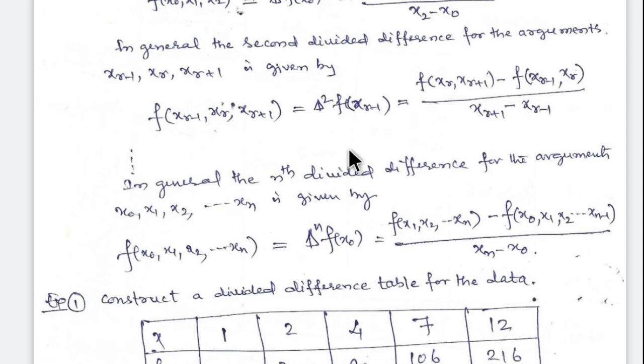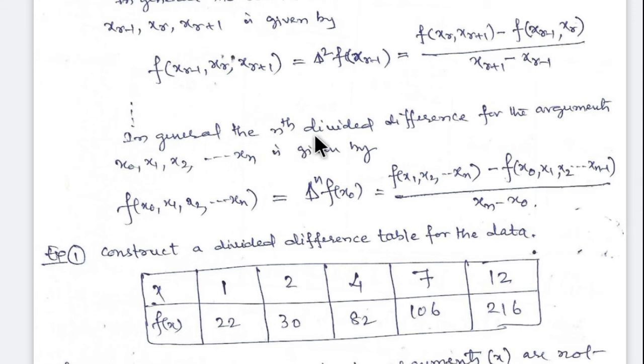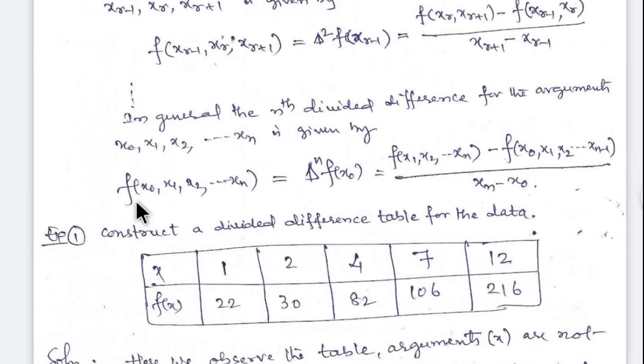Similarly, you write this as f of xr, xr plus 1 minus f of xr minus 1, xr, whole divided by xr plus 1 minus xr minus 1. In general, the nth divided difference for the arguments x0, x1, x2, etc., xn is given by f of x0, x1, x2, etc., xn equal to delta n of f of x0.